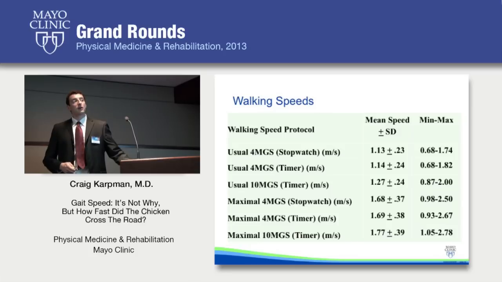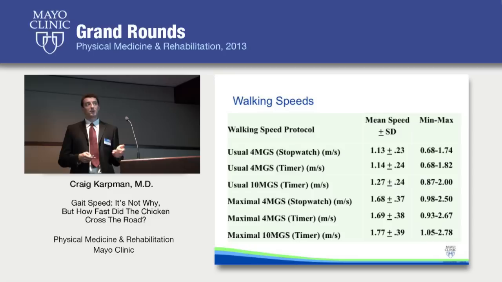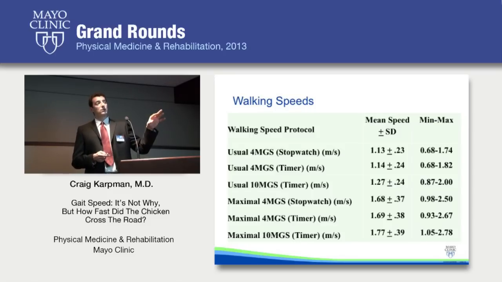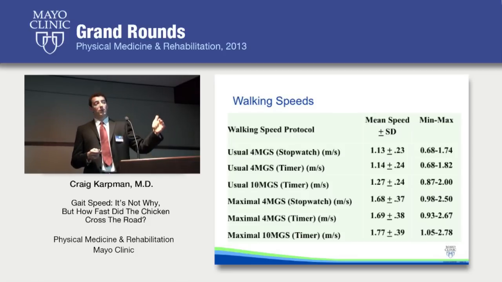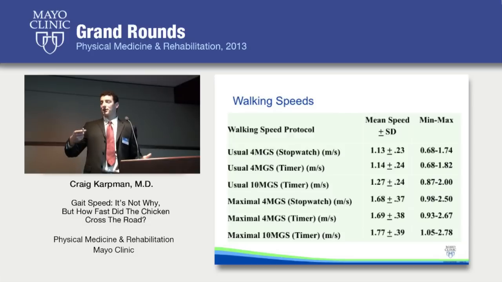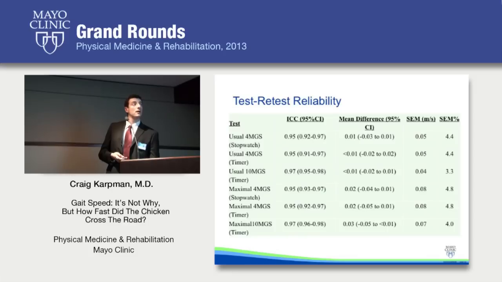Here, I just wanted to show you the average walking speeds that we had. As you can see, again, about 1 meter per second is a nice cutoff between doing okay and doing poorly. And our patients actually did pretty well. For the usual speeds, they're about 1.1, 1.2 meters per second, and they were able to increase their speed when they were instructed to walk as fast as they could, up to 1.6, 1.7. And you can see there is variability between the different measurements, and I'll get into that a little bit more.